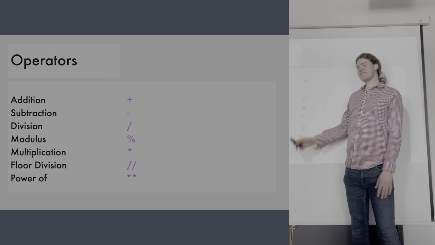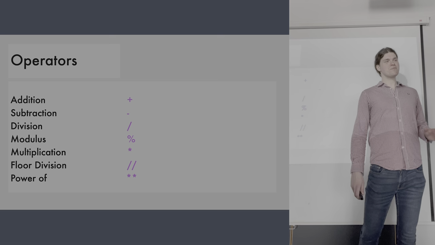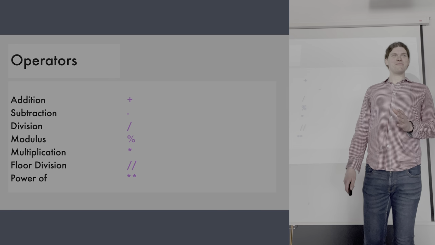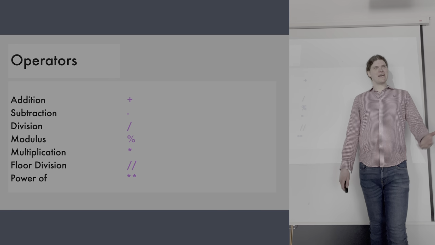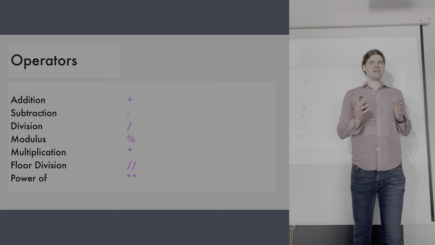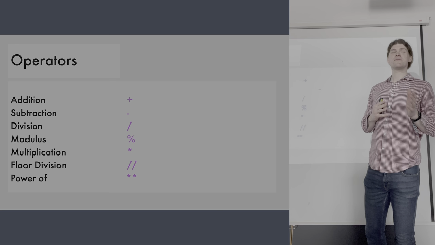I don't know if you've used these before, but there is the percentage sign. Does anyone know what the percentage sign will return or provide? Isn't that modulus? So the modulus, yeah, or in other words, what does that give us? The remainder, exactly. So it's not the number of whole times that a number goes into another number, it's the remainder from that. That's going to be quite useful for patterns.